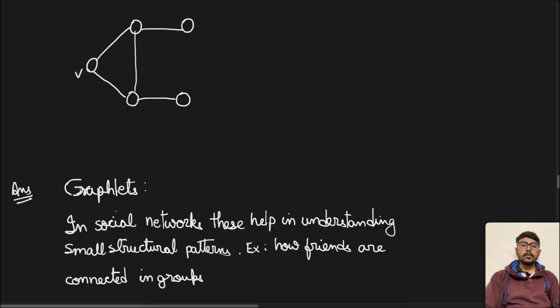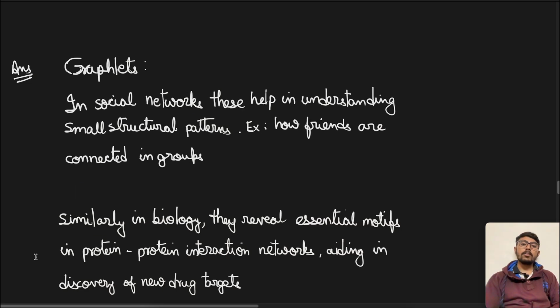So first we look into the concept of graphlets. The real world application of graphlets can be understood in social networks. They help in understanding small structural patterns. Like in a group of friends or in a network of multiple friends, how they are connected in multiple small groups, that is an instance of a graphlet. Similarly, in biology, they can reveal essential motifs in protein interactions, which helps in the discovery of new drug targets. So whenever there is a concept of clustering and small graph properties, we refer back to the concept of graphlets to understand them in a structured way.